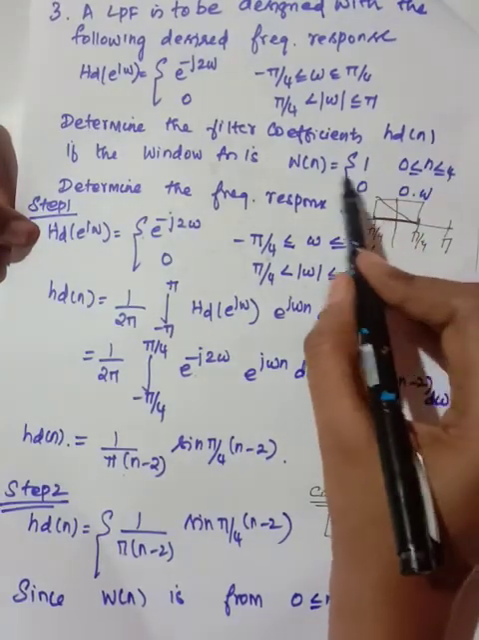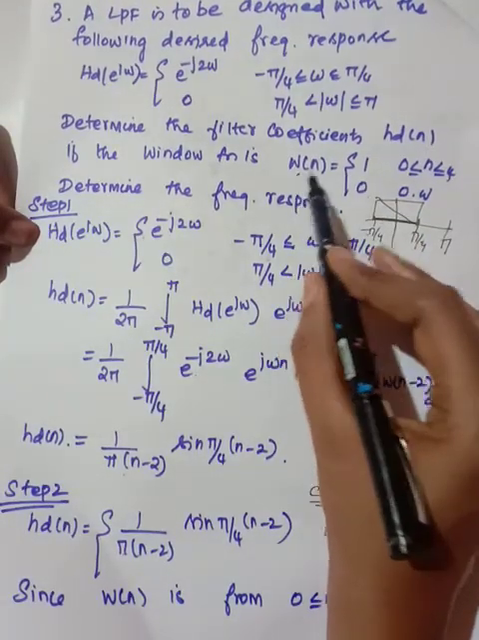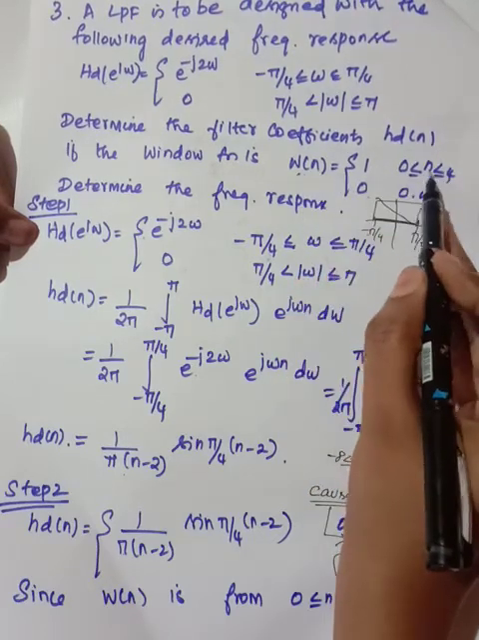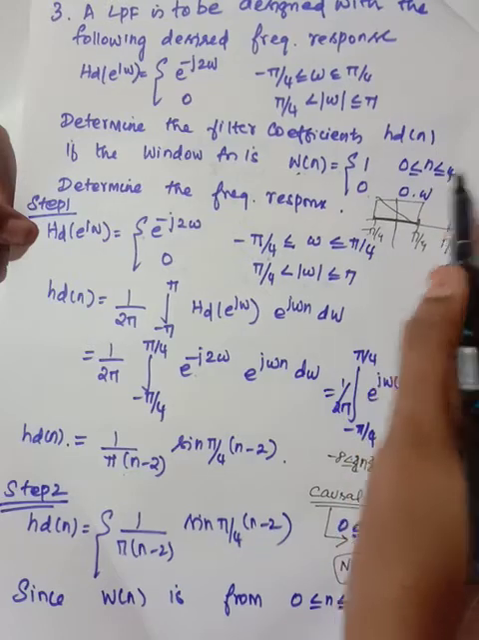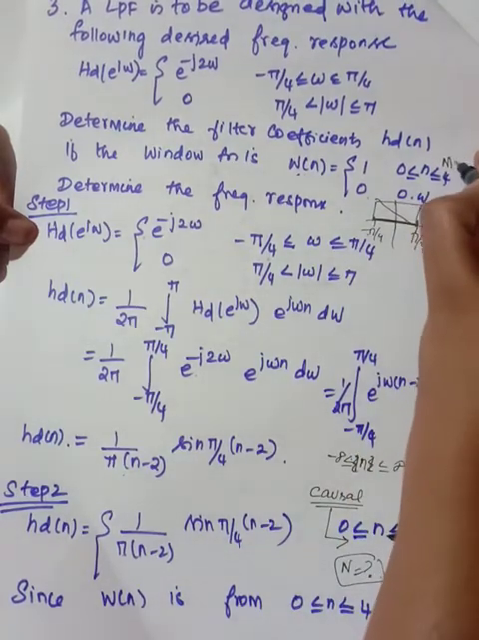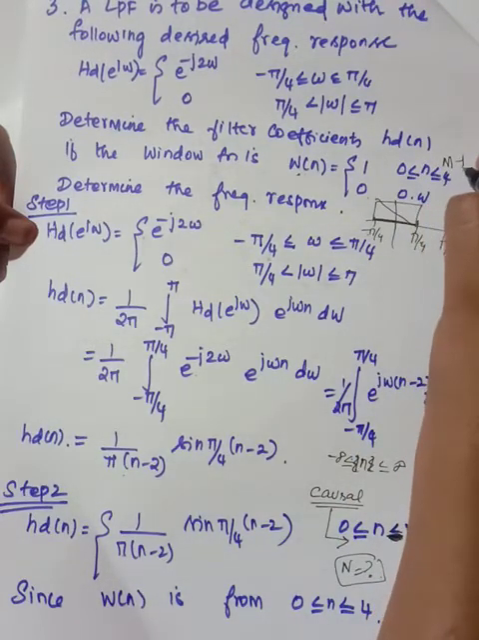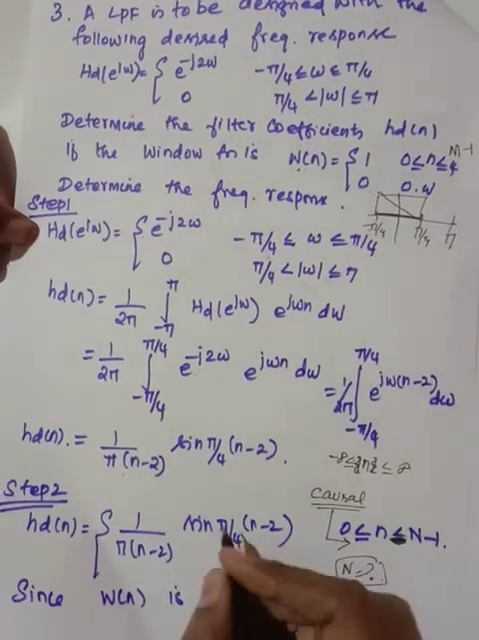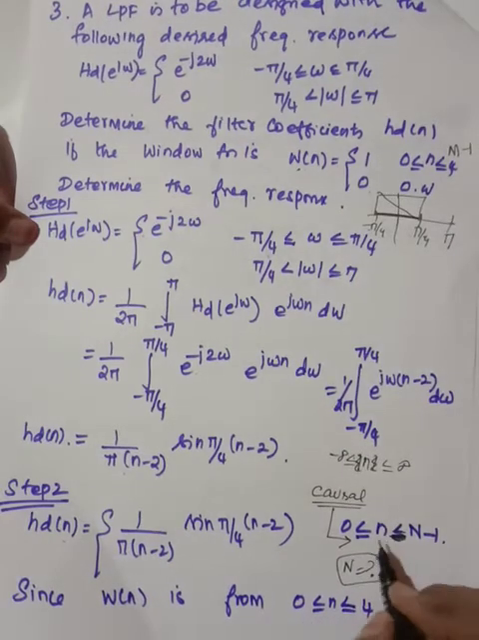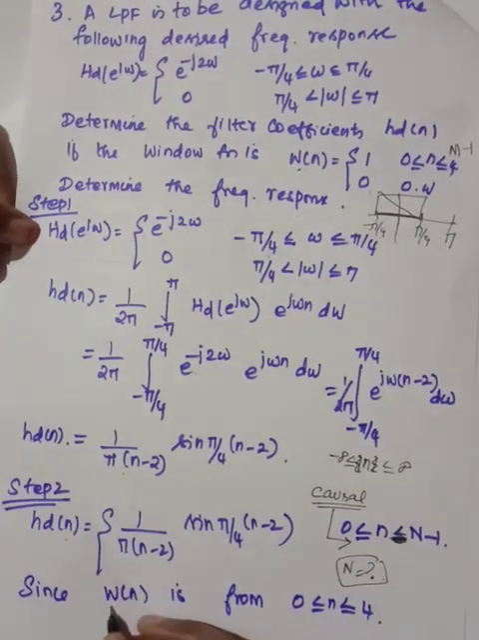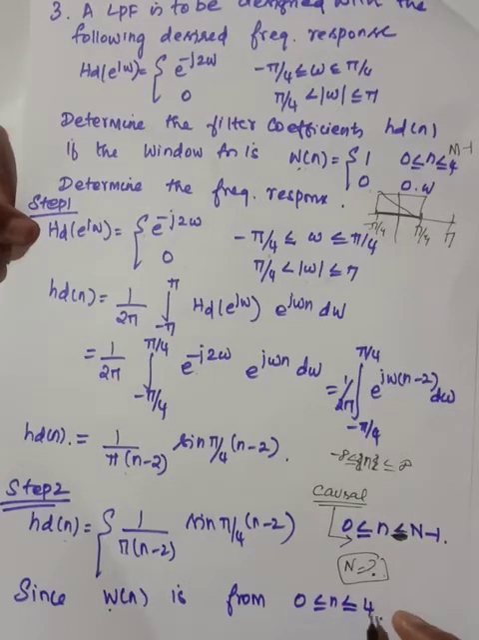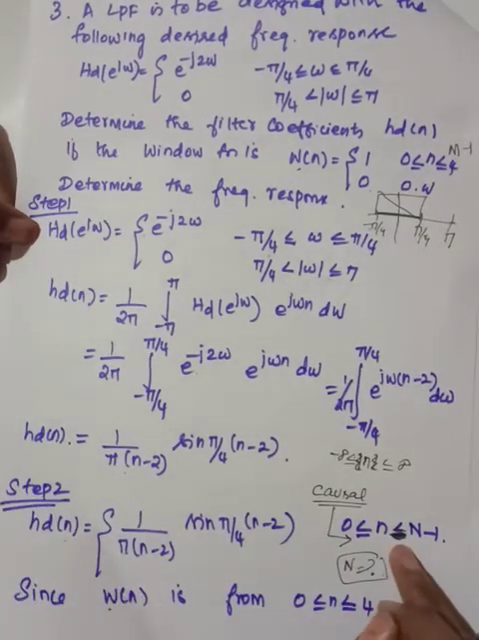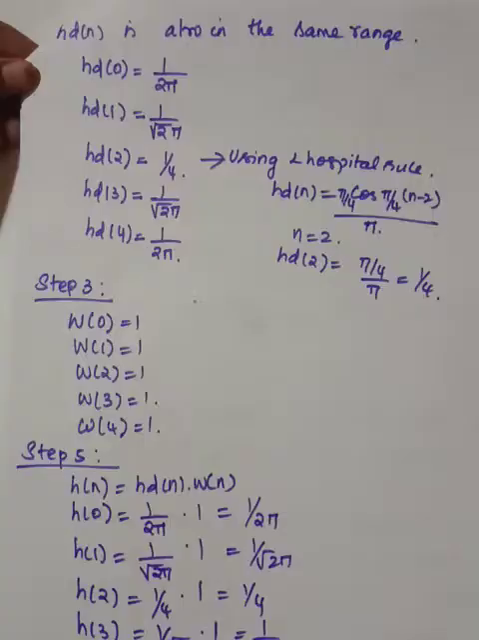So here what we need to do is check the window function size. In this case the window function size is 0 to less than n less than 4. So automatically it should be m minus 1 or n minus 1. So m minus 1 is equal to 4, so our m is equal to 5. Similarly, here also it lies in the same range. So since w of n is from 0 to 4, this hd of n we are also going to truncate to 0 to 4.